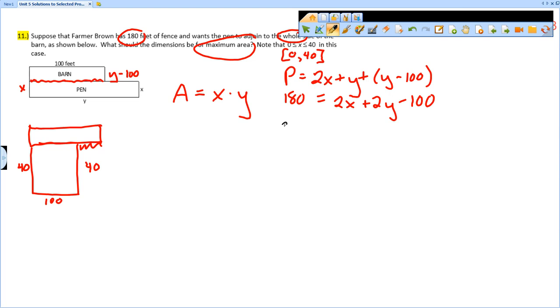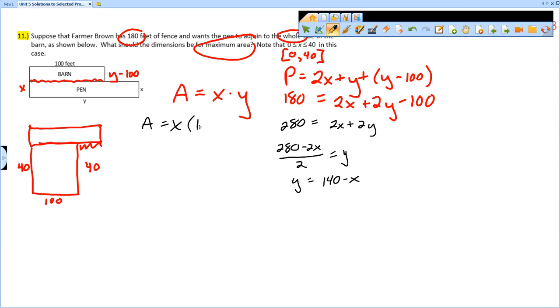So first I'm going to add 100. So I get 280 equals 2x plus 2y. Then I'm going to subtract 2x, so 280 minus 2x, and divide by 2. So I get y equals this. Now I can simplify here and get that y equals 140 minus x. And so I'm going to substitute that into my area function.